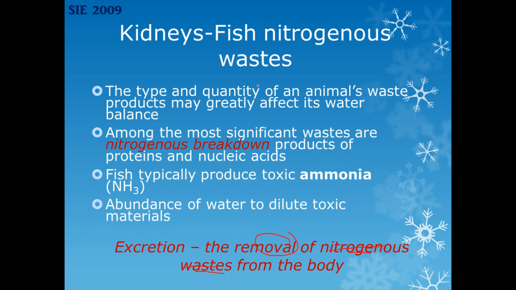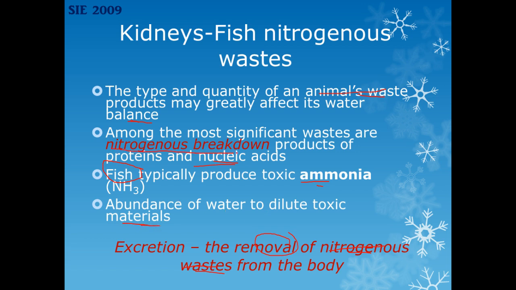The type and quantity of animal waste products may greatly affect its water balance. Either they have larger waste or higher concentrations, or smaller waste or lesser concentrations, which actually affects its water balance. Among the most significant ways are the nitrogenous breakdown products of protein and nucleic acid. Fish typically produce toxic ammonia, and they have an abundance of water to dilute toxic materials.